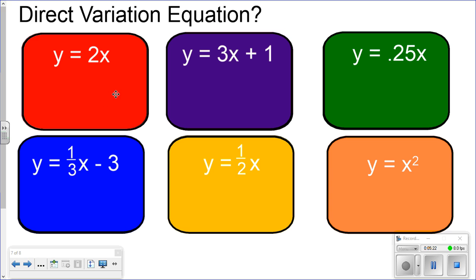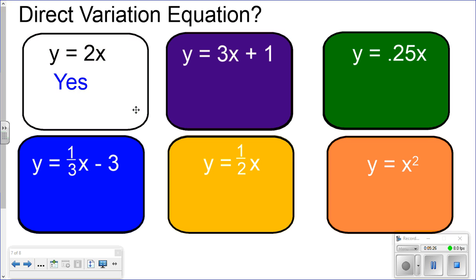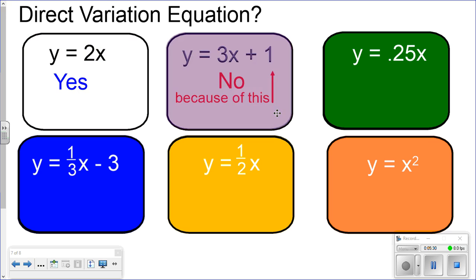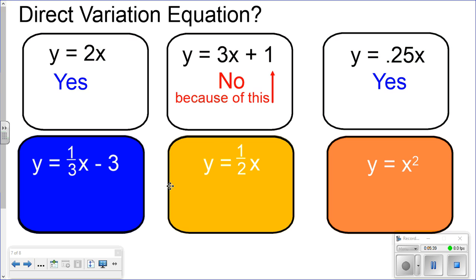So, just asking ourselves, is this a direct variation equation? Y equals 2x. Yes, that is a direct variation equation. How about y equals 3x plus 1? No, because it has this extra 1 here. So no, it's not direct variation. Y equals 0.25x. Yes, direct variation.